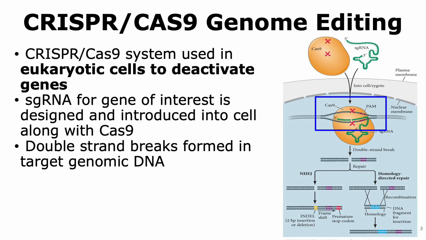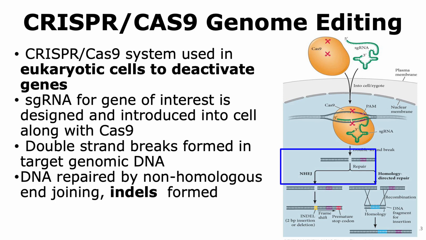The Cas9 that is associated with the short guide RNA then causes double-stranded breaks in the target genomic DNA. Now, these double-stranded breaks are formed where there is complementary binding between the short guide RNA and the DNA. These double-strand breaks are usually fixed by the host through non-homologous end joining.